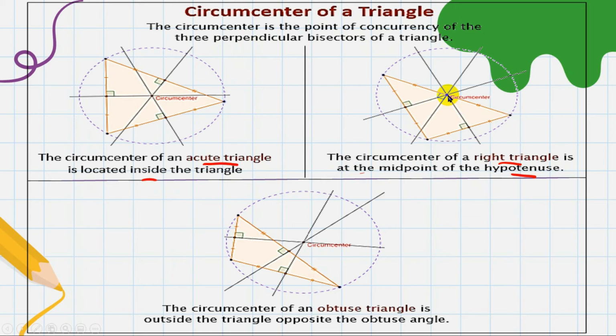Kung sa altitude at right triangle ang pinag-uusapan, ang orthocenter ay nandun mismo sa vertex kung saan nandun yung 90-degree angle ng triangle itself. Dito naman sa circumcenter, nasa hypotenuse mismo. And then, kapag naman obtuse triangle, so, ang kanyang circumcenter ay outside na ng triangle. So, kagaya rin ng sa altitude, nasa labas na din. Again, ang circumcenter ng obtuse triangle ay outside the triangle.